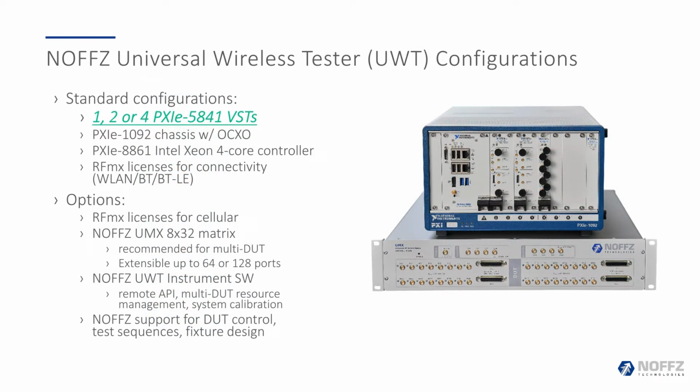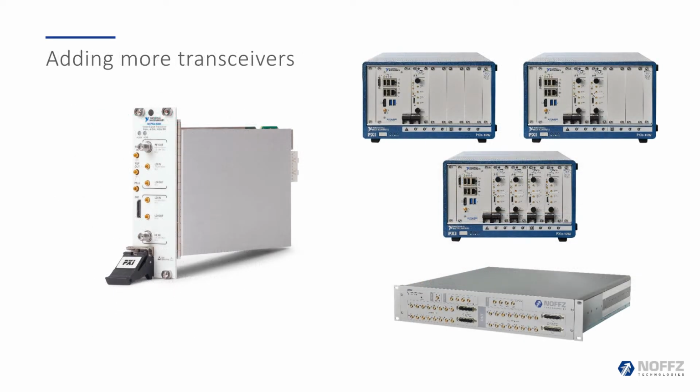Usually the number of transceivers is defined by the number of RF ports on a traditional instrument. Using the UMX port module and UWT Instrument Software, the decision is yours. Based on the test specification and throughput requirements, you can choose 1, 2, or even 4 NI VSTs to enable true parallelism and reduce execution time.